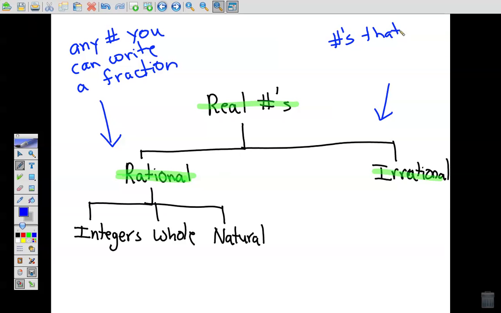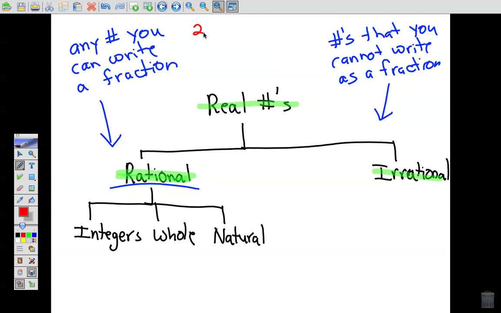So in other words, irrational then would be numbers that you cannot write as a fraction. And I'll give you some examples of that here in a little bit. So any number that you can write as a fraction, it's going to be rational. So for example, I'm going to put some in. I want you to also write down some of these examples.